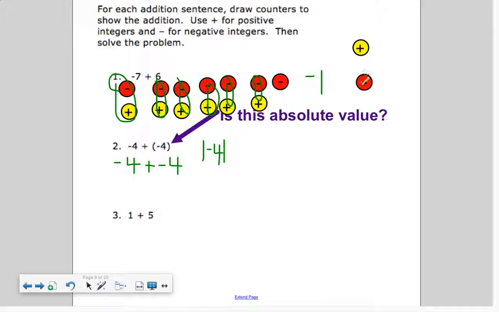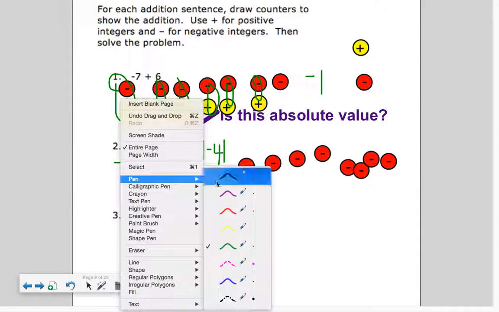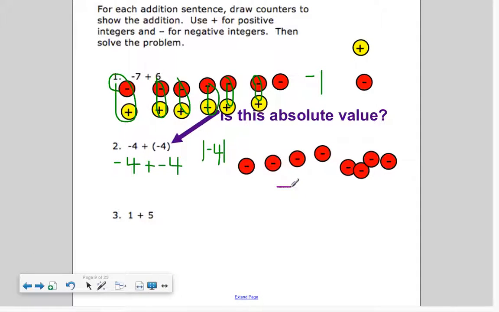So let's look at the first. We are putting together 4 negatives. 1, 2, 3, 4. We start with 4 negatives. We put it together with 4 more negatives. 1, 2, 3, 4. Do we have any zero pairs? Do we have anything that cancels out, that zeroes out? No. So the answer must be -8. Be careful. Some students will say, yes, they do cancel out. No, you need a positive and a negative to cancel out.